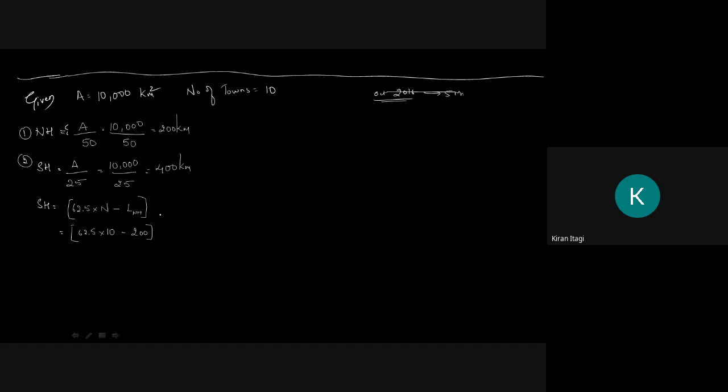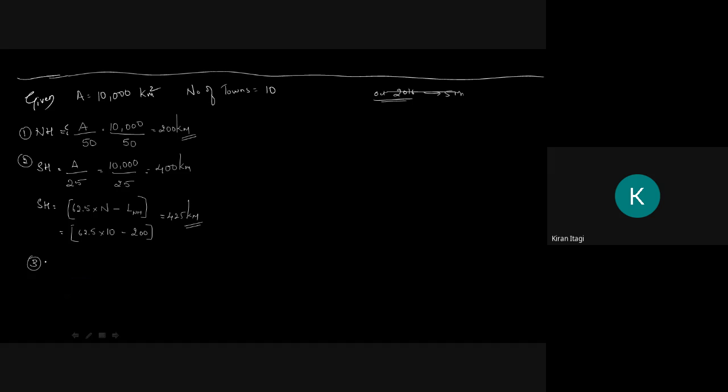So we are getting 425 kilometers. Okay. So if you compare, by the first formula we are getting 400, and by the second formula we are getting 425. So we have to take the maximum one. So we will take 425 kilometer. The length of the national highway is 200 kilometer. The length of the state highway is how much? 425 kilometer.